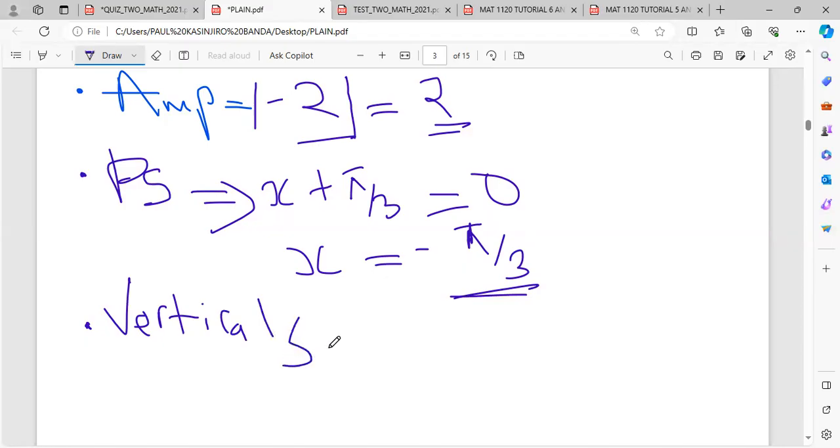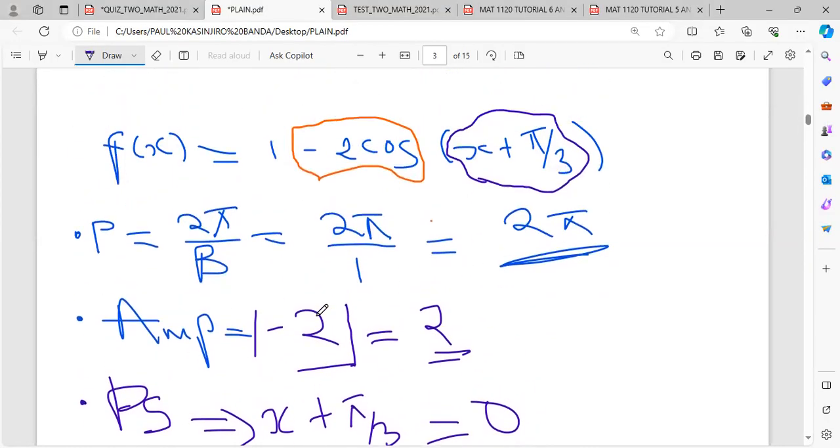Vertical shift here. Okay, so how do you get your vertical shift? You just look at a number that is not together with this trig ratio. You can see that starting from -2 cos(x + pi/3), all this is together, but this one here is just alone. Whatever is alone, I can say +1 here.